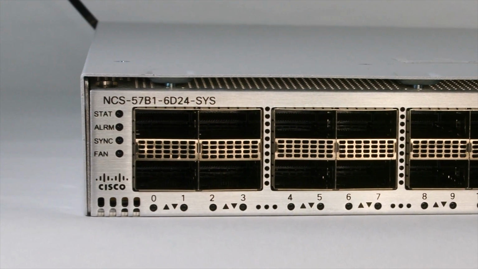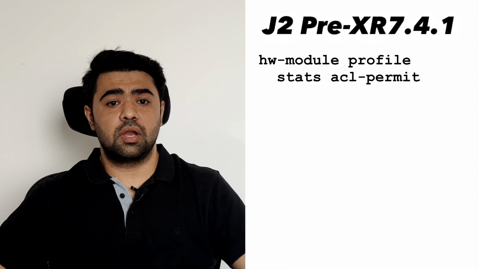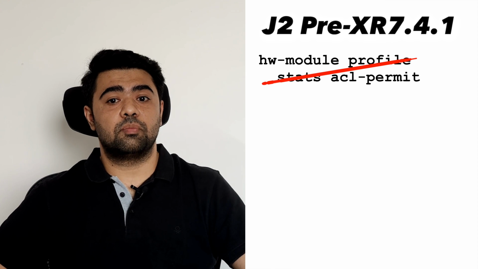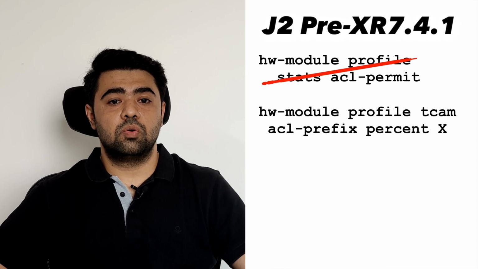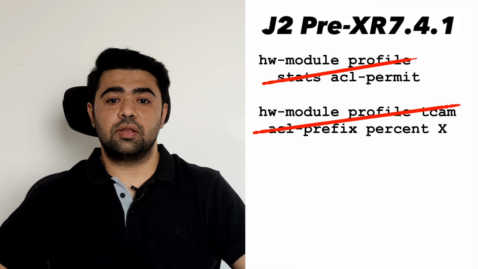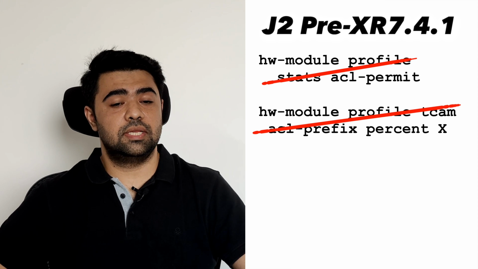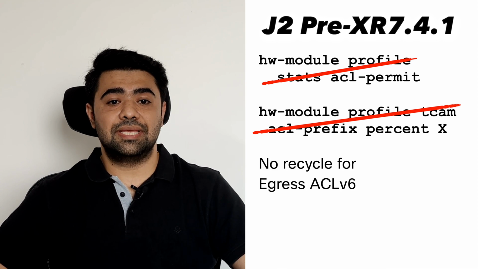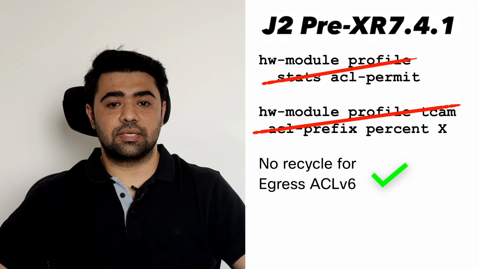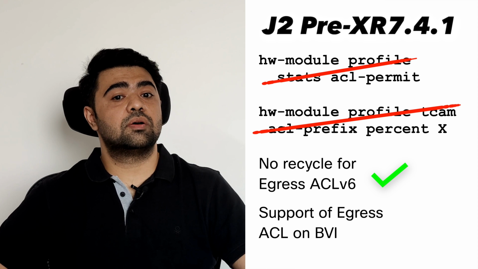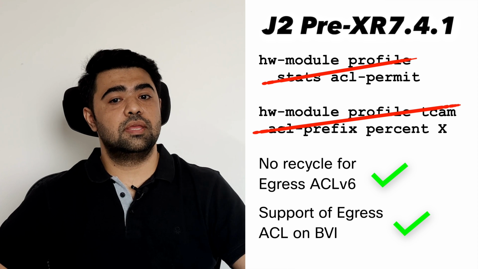Prior to 7.4.1, we did quite a few enhancements. We no longer need the hardware module profile for permit stats. We no longer need the hardware module profile for carving the resources in the ETCAM. IPv6 egress ACL does not need a recycle of packets. We support ACL on the BVI interface in the egress direction.